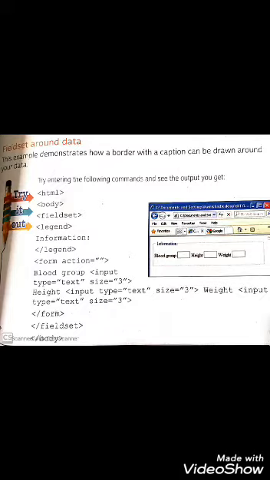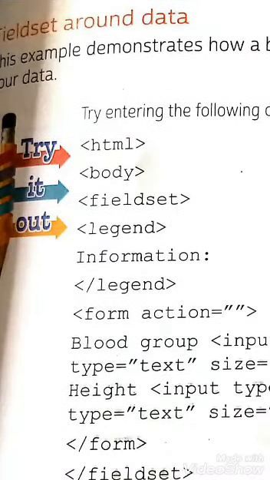Okay, today I am going to tell you about fieldset around data. How you will use the tag fieldset around data. Fieldset means you can draw a box around the related elements. You can draw a box around a related element in the form. How a border with a caption can be drawn around your data.